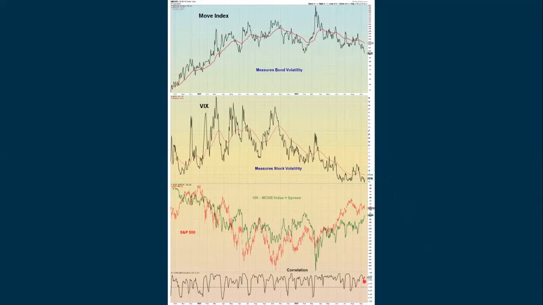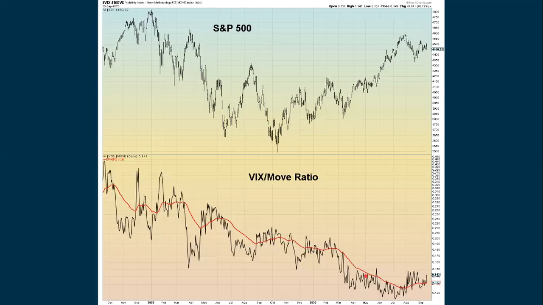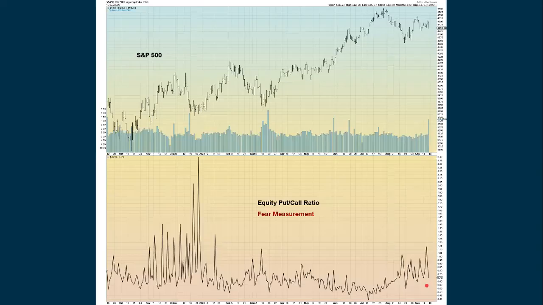The higher this goes up, the more they're having a tendency to go in the same direction. We look at the VIX to MOVE ratio. So we're looking at the volatility of stocks divided by the volatility of bonds, and then that's giving us a ratio, and it's showing that we've been going down a little bit more, so we're seeing this ratio going up.